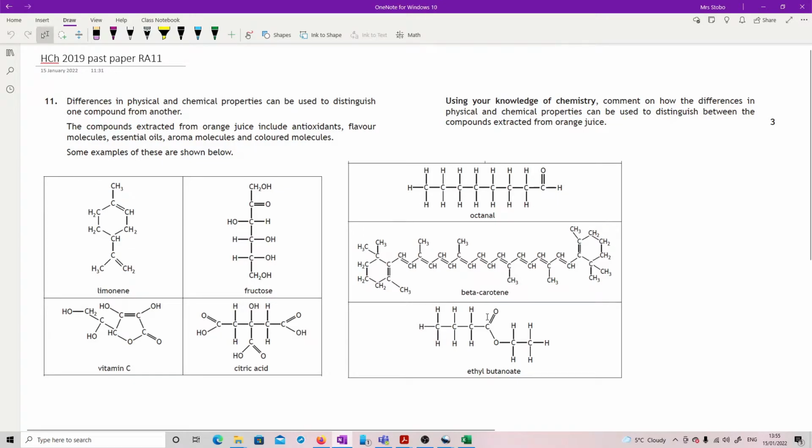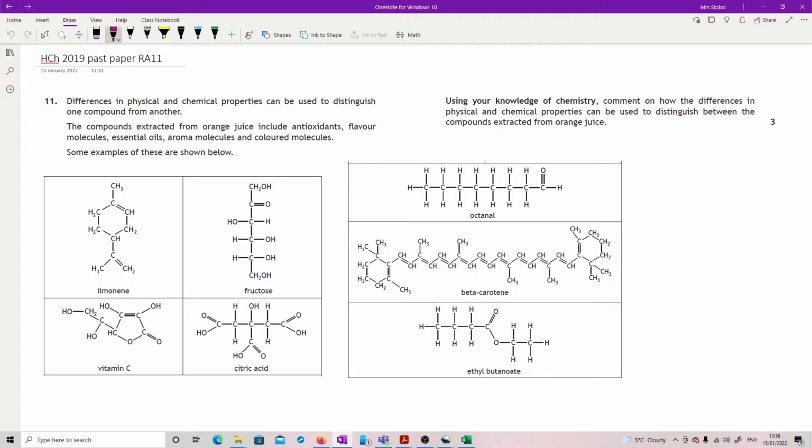2019. Question 11 on the past paper 2019 is one of the three markers. Right, we have differences in physical and chemical properties can be used to distinguish one compound from another. The compounds extracted from orange juice include antioxidants, flavour molecules, essential oils, aroma molecules, and coloured molecules. Some examples are shown below. Using your knowledge of chemistry, comment on how the differences in physical and chemical properties can be used to distinguish between the compounds extracted from orange juice.